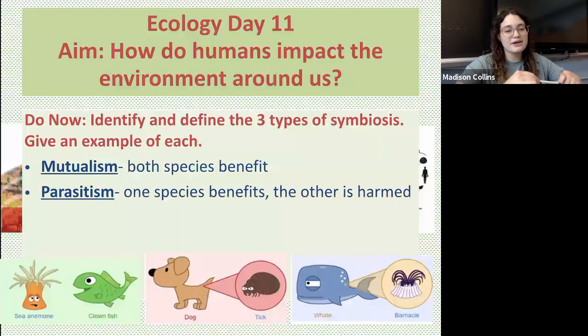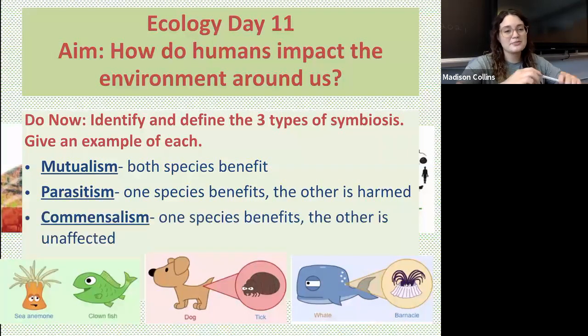All right, next up, we've got parasitism. This is a little bit more of a toxic relationship because with parasitism, one species benefits, but the other is harmed. Okay, so an example of this would be a tick and a dog. In this example, a tick is a parasite that is latching onto the dog as its host and is going to ultimately harm the dog involved.